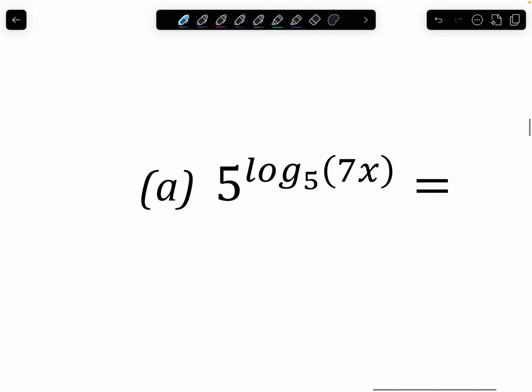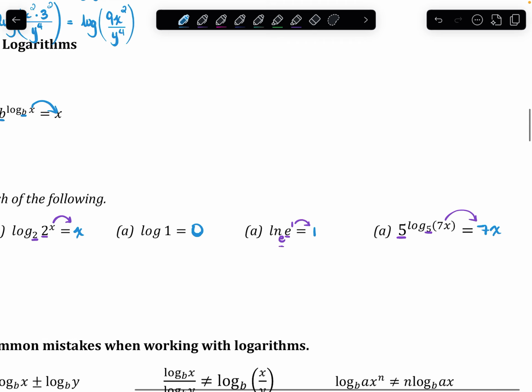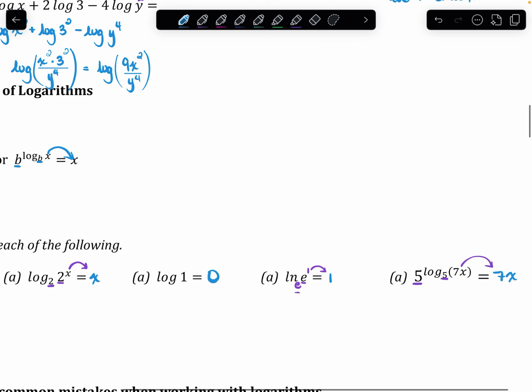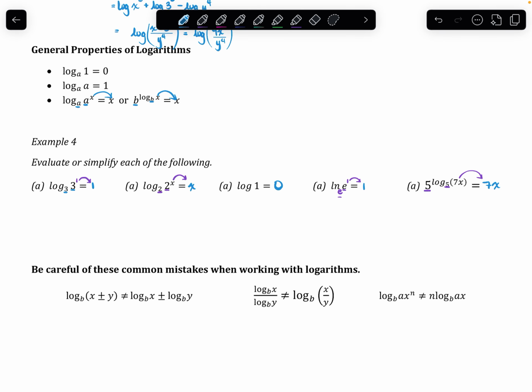Next one. The log is up in the exponent this time, but the base of the exponent is 5. The base of the log is also 5, so the answer is what is inside of the log, 7x. There we go. All right, common mistakes with logs, so just be careful.